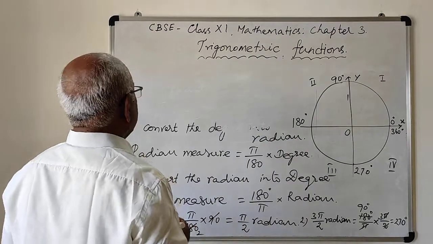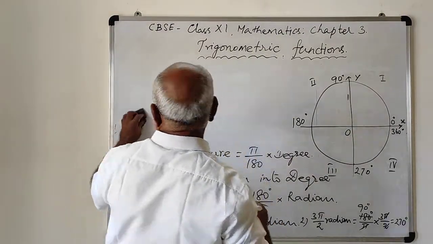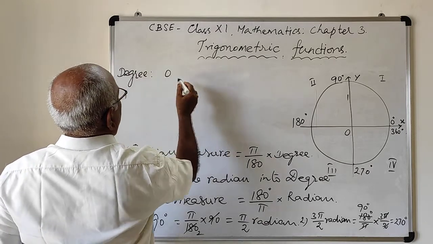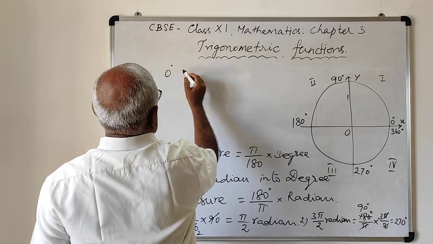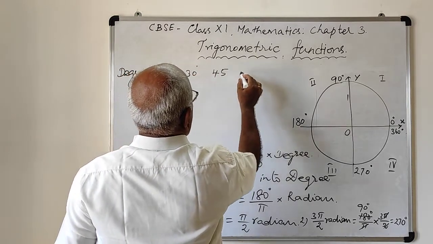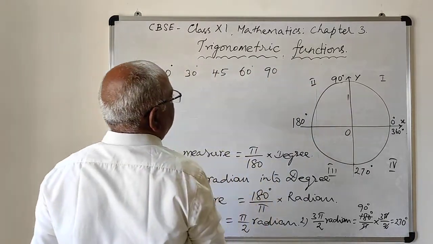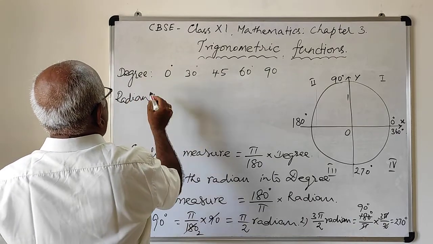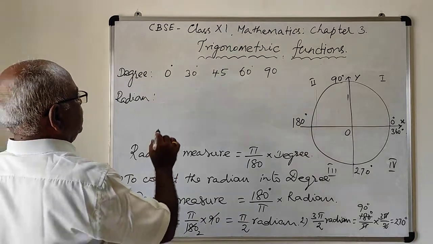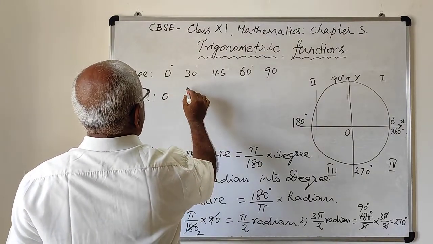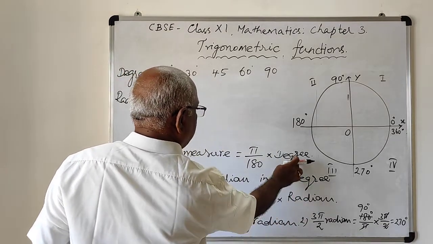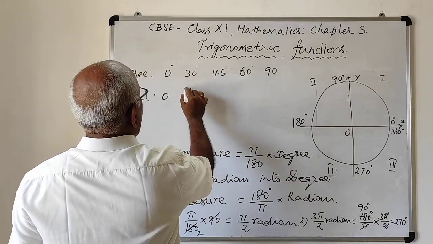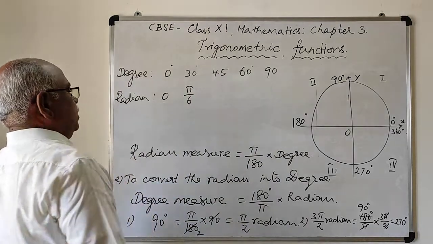This is the second quadrant. See, degree 0, 30, 45, 60, 90, and you will see radian. 0 degree is radian 0. 30 degree: pi by 180 into 30, 6 times 30 is 180. So pi by 6 is the radian of 30 degree.